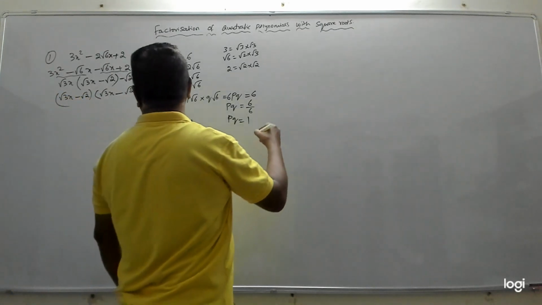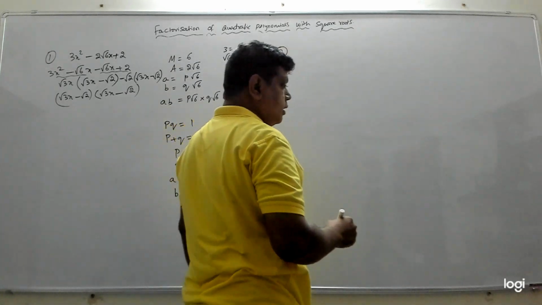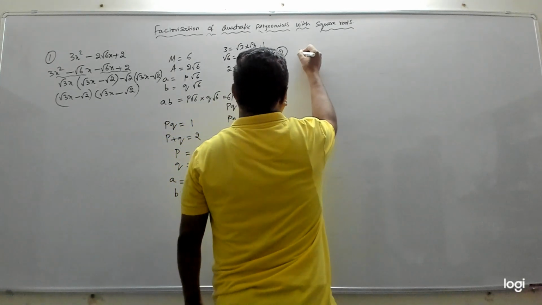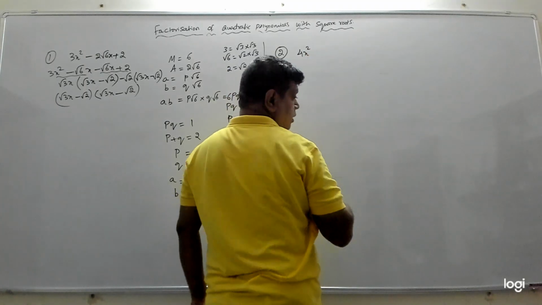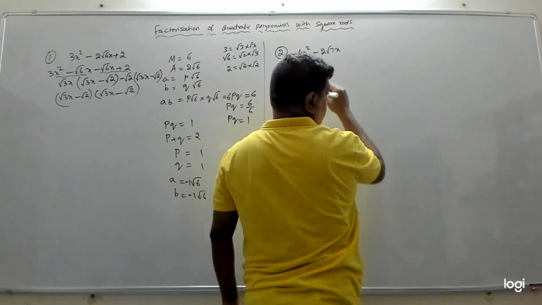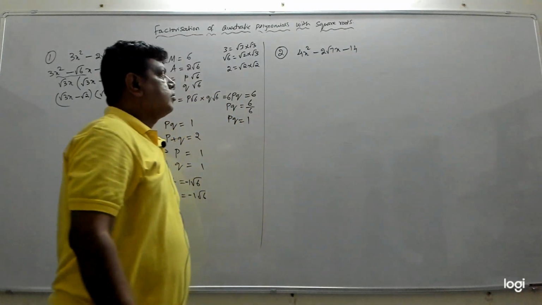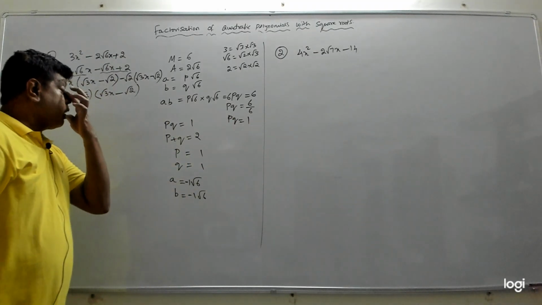Fine. Now we'll do another problem, the second problem. The question is 4x square minus 2 root 7x minus 14. Right, we need to factorize this. Now again the rule is the same.